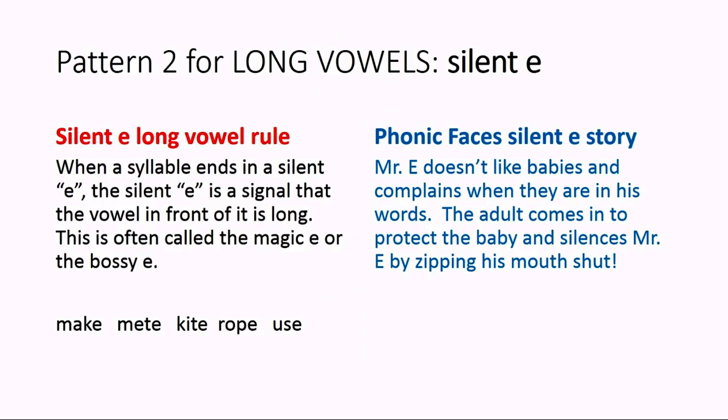Okay, pattern for long vowel silent E, the silent E rule. When a syllable ends with a silent E, the silent E is a signal that the vowel in front is long. This is often called the magic E or the bossy E. You would have to know what a long vowel is, what you're talking about in terms of the syllable ending in silent E. Make, meet, kite, rope, use. So basically the E doesn't make any sound at all, but it affects the vowel sound in the middle of the word.